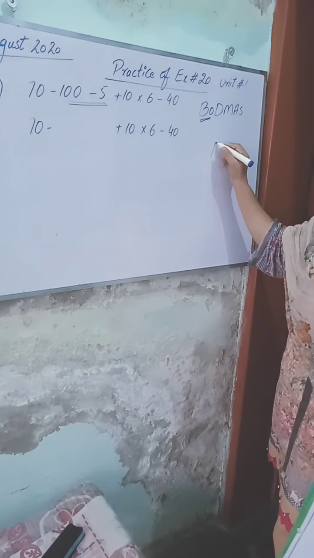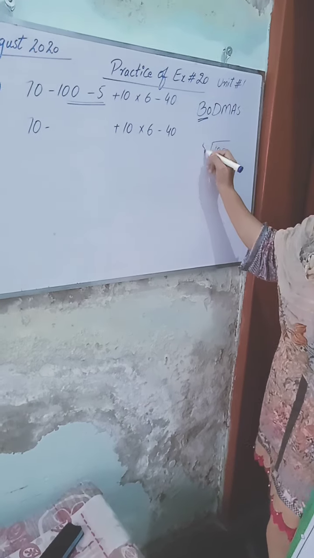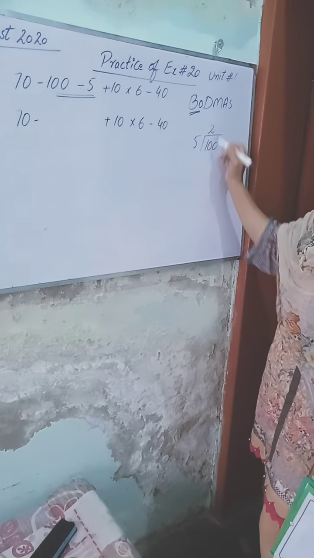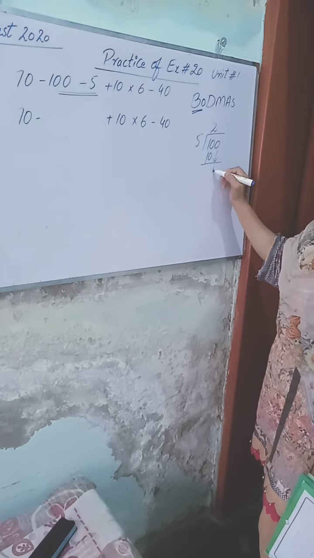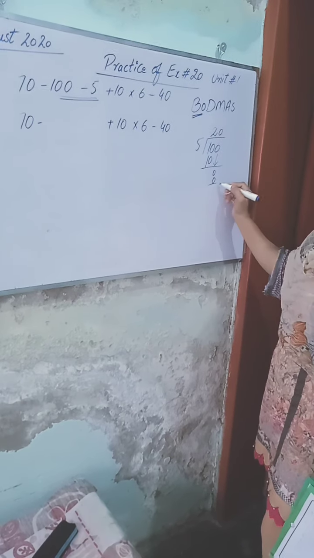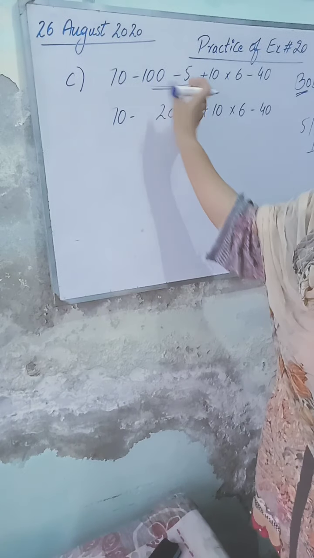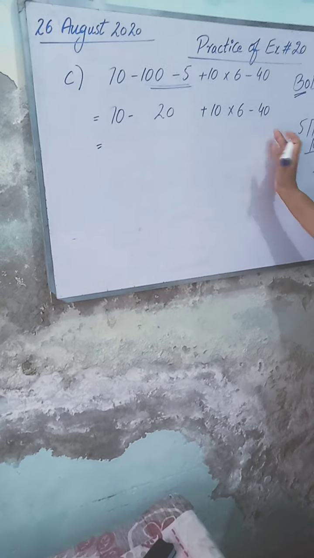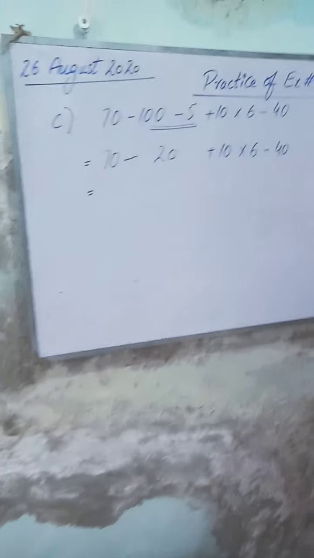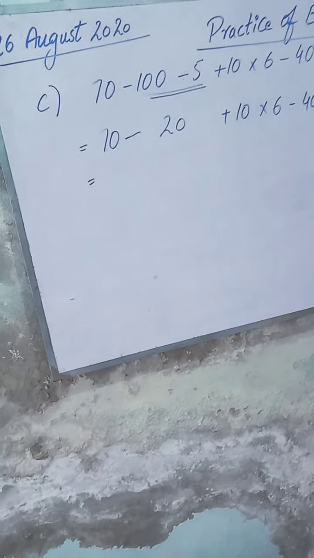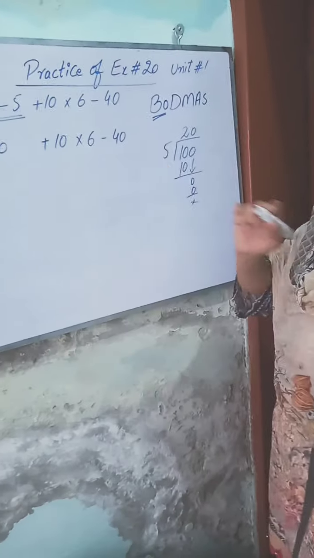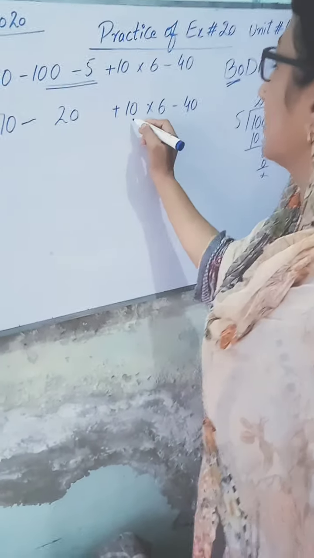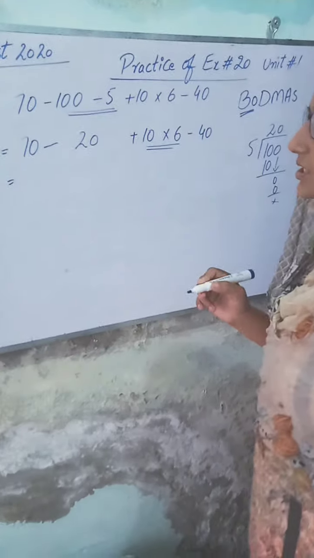So students, we will divide 100 by 5. 5 2s are 10. Now 0. 5 0s are 0. Now the answer is 20. So we write here 20 instead of these two numbers. Now again find out which equation we solve first. According to board math, we will solve multiplication after division. So where is the multiplication sign? The multiplication sign is in between these two numbers.